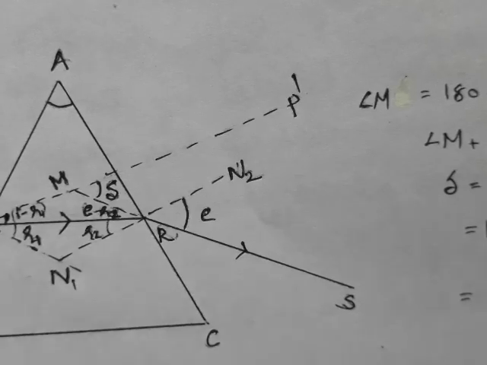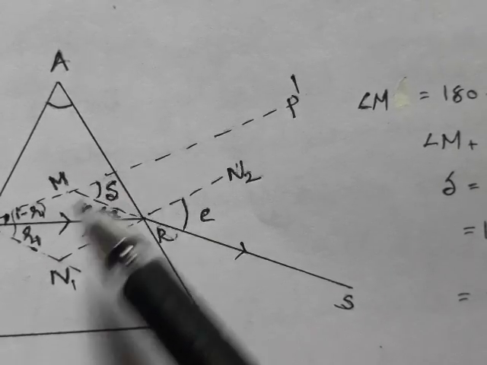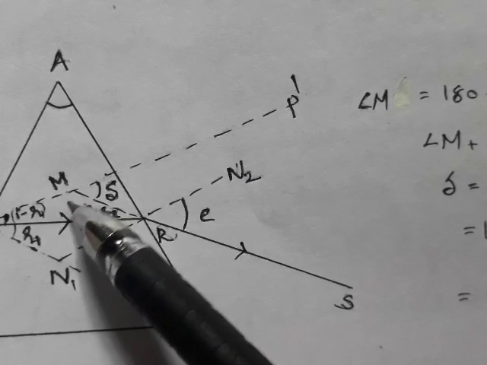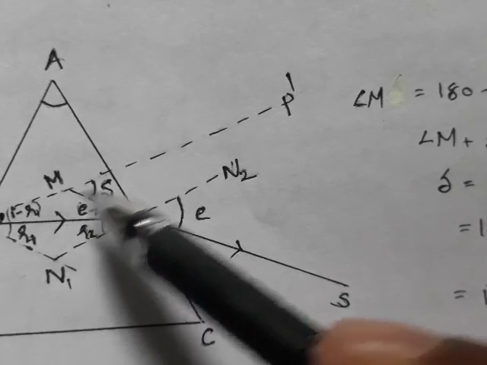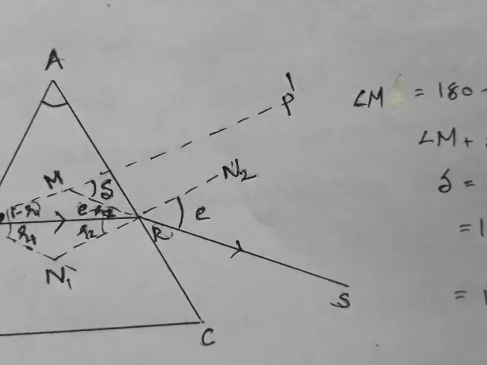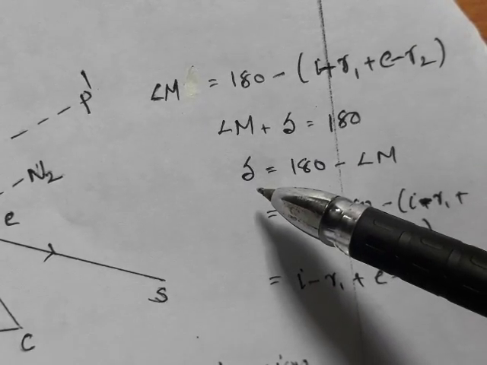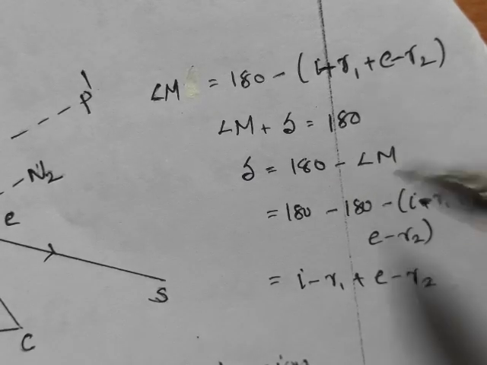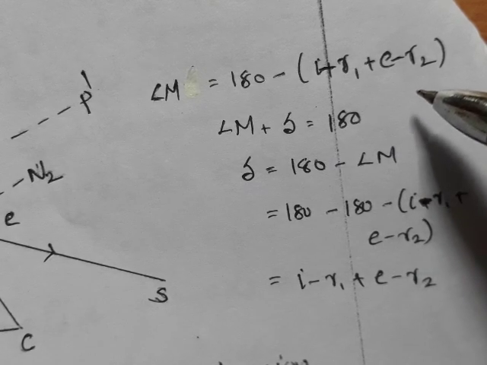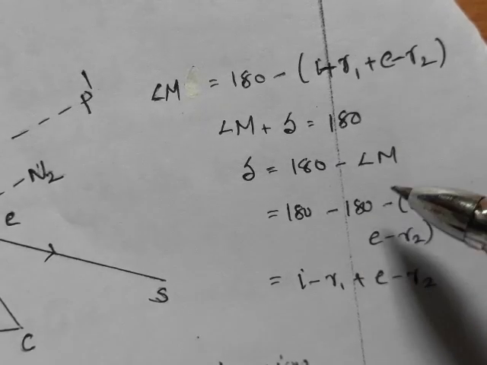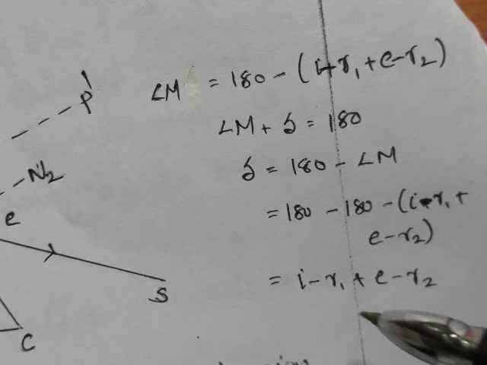And also look at this. This is a straight line. So this angle delta plus this angle M, if I add, I should get 180, because the angle made at a line is 180 degrees. Angle M plus angle delta is 180, so the deviation delta is 180 minus angle M. But angle M we got just now as 180 minus (I minus R1 plus E minus R2). Substituting this, we get I minus R1 plus E minus R2.